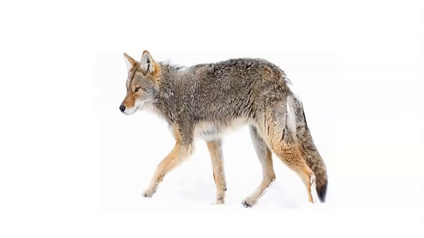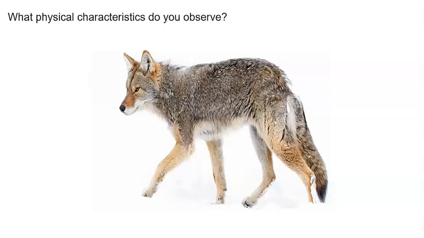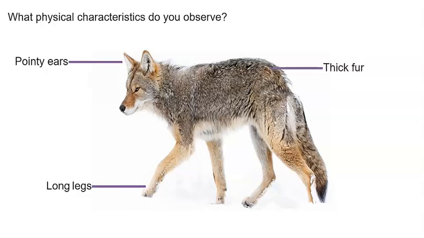Now let's look at the coyote. What physical characteristics do you observe? I notice that the coyote has long legs and pointy ears. What do you notice about the coyote's fur? I notice that the coyote has thick fur. I also notice that the coyote has a long tail like a dog.